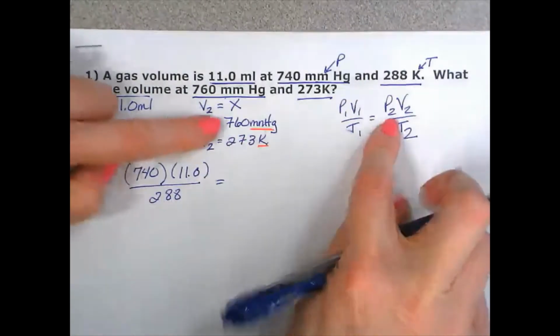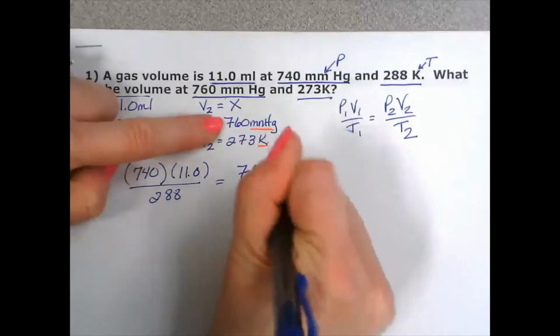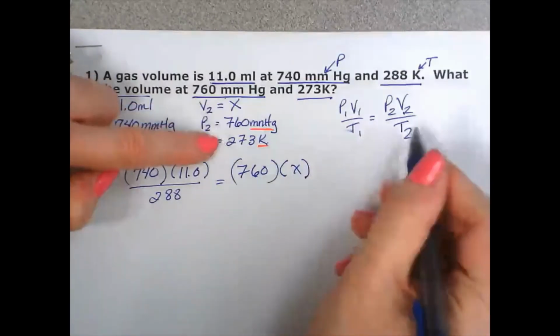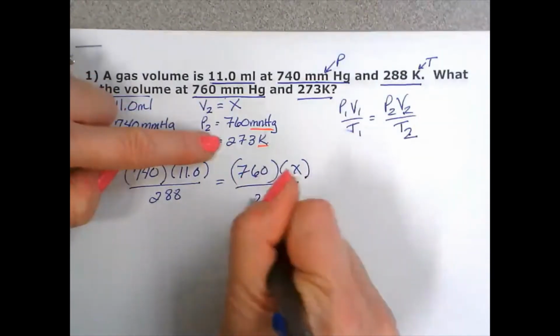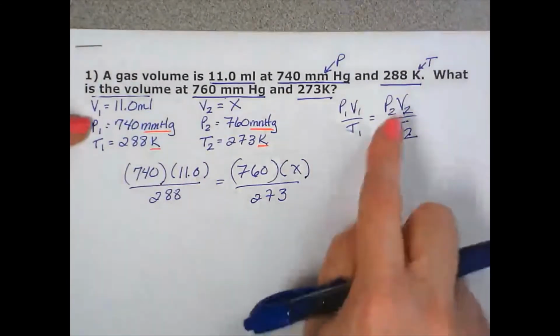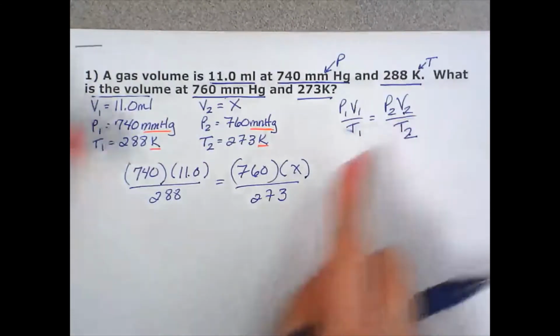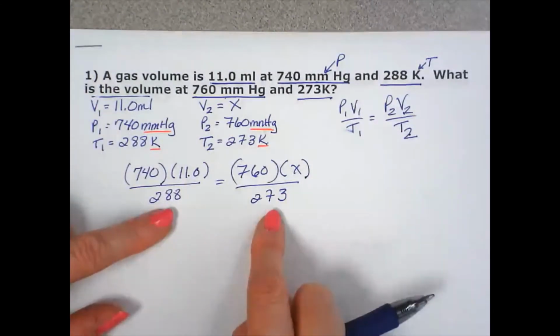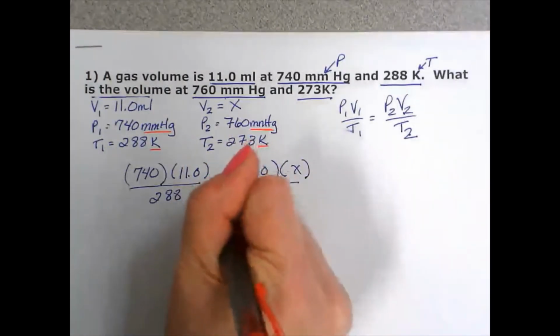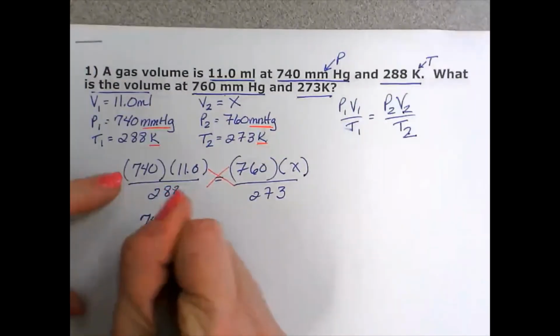And we're going to have P2, which is 760, times V2, which is unknown, divided by T2, which is 273. So by taking the short time it took to write a givens list with the formula, I know that all my numbers are in the correct place when I substituted them in. In math class, how do you solve this to get rid of these fractions? Cross multiply. All right. So we're going to cross multiply here.